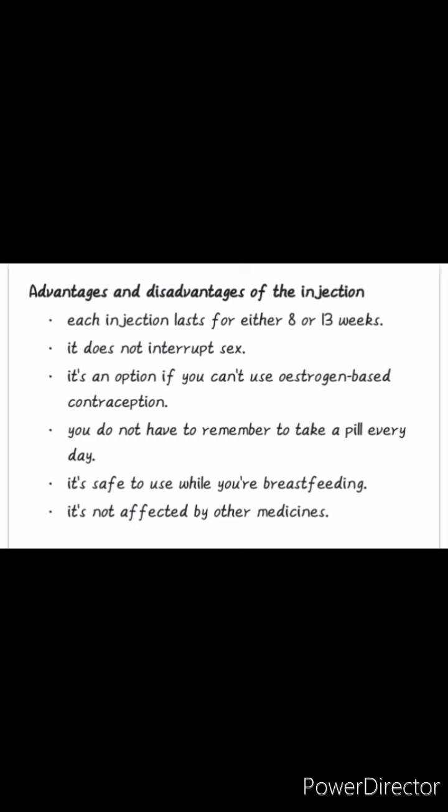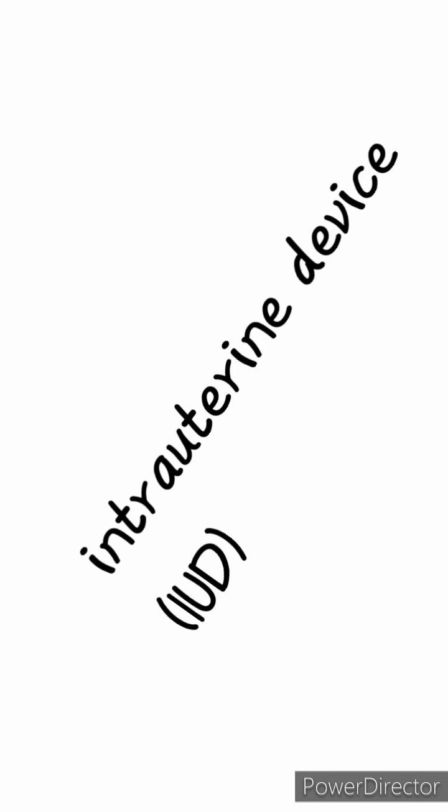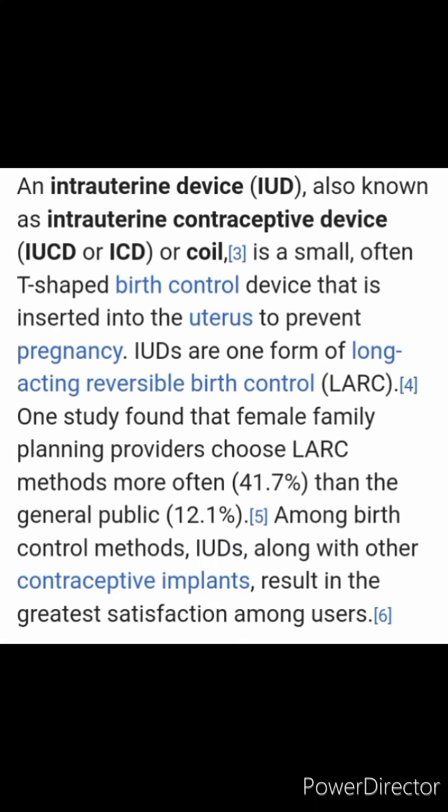So next is the intrauterine device or IUD. It is also known as intrauterine contraceptive device, a small T-shaped birth control device that is inserted into the uterus to prevent pregnancy. IUDs are a form of long-acting reversible birth control. One study found that female family planning providers choose this method more often than the general public.